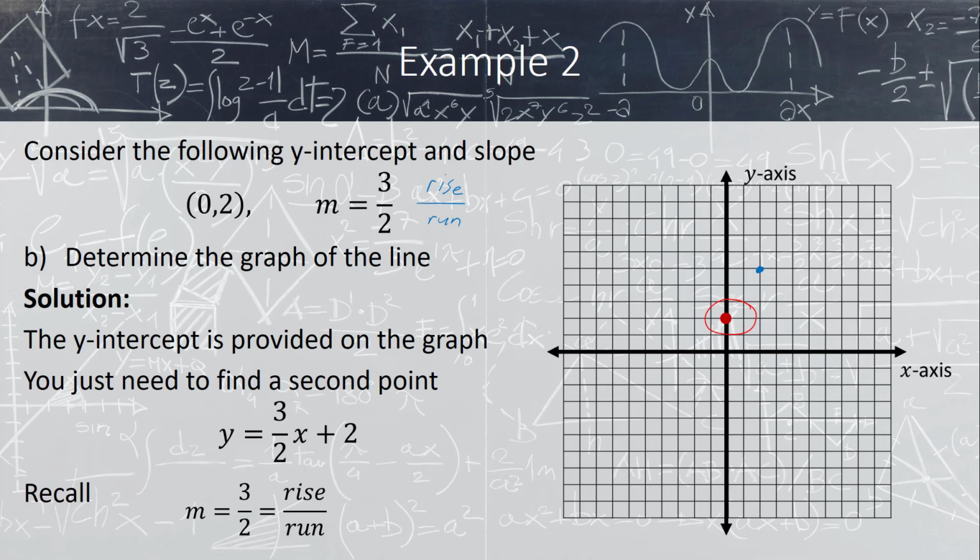So once again, we have a rise of 3 and a run of 2. And once you plot that point, there it is. Hawks will draw the line, and then you hit submit, and hopefully you'll be correct.